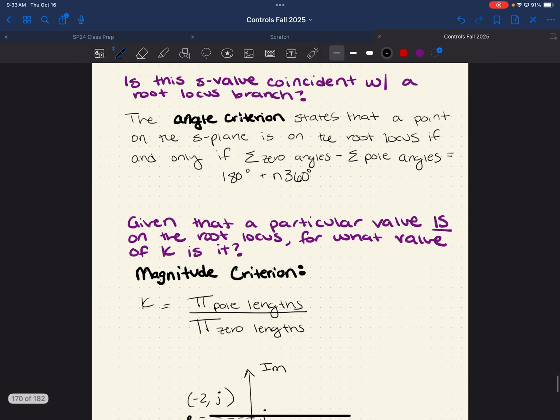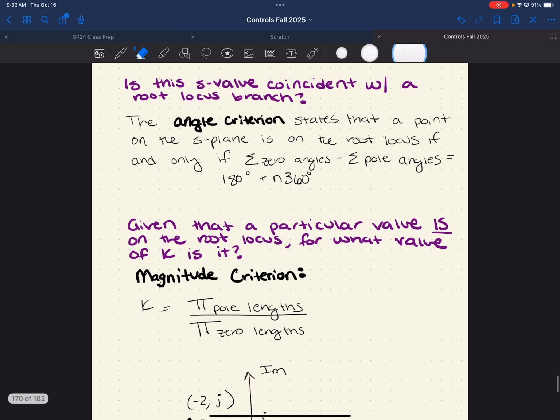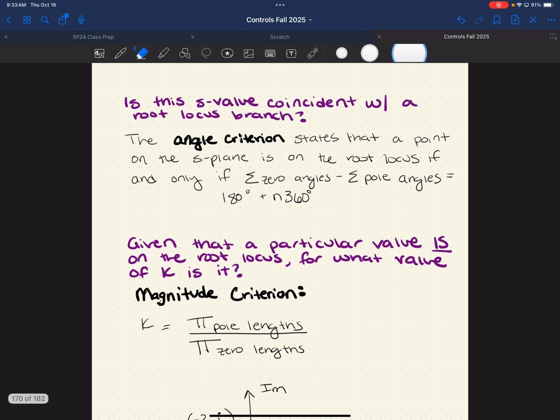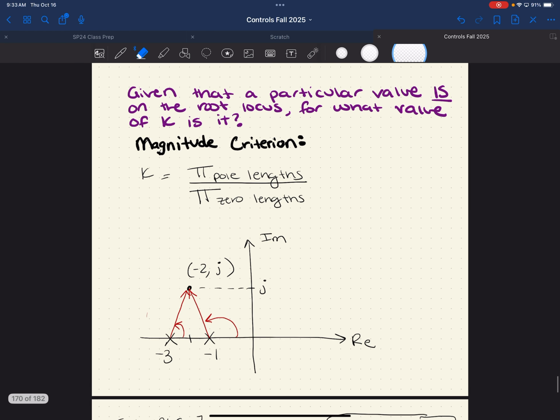And then we talked about a couple of different criterions that can answer a couple of questions. One yes or no question and one question about the k gain. So the first yes or no question is, if I have a value on the S-plane, is this value coincident with the root locus? So is it on the root locus for any value of k? And using the angle criterion, we were able to answer yes or no. Okay, we didn't know what value of k put it there, but we could tell yes or no it was on the root locus. And then we talked about the magnitude criterion, which told us exactly what value of k put that point on the root locus.